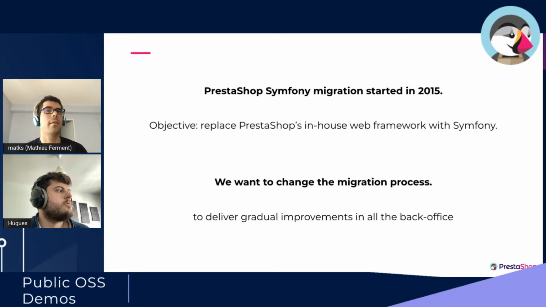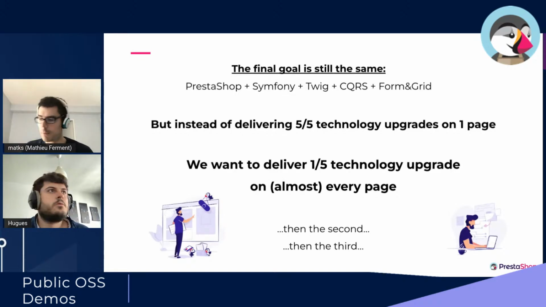And today, with the horizontal migration process, we want to change the process because we want to be able to deliver gradual improvements in all the back office, while the previous process was delivering improvements one page at a time. Something I wanted to clarify because maybe it was not clear when we announced this. The final goal is still the same. We still want at some point to have a PrestaShop with Symfony, Twig, CQRS, Form and Grid. This is the final goal. It's not changed. What's changed is the path we want to take to go there.